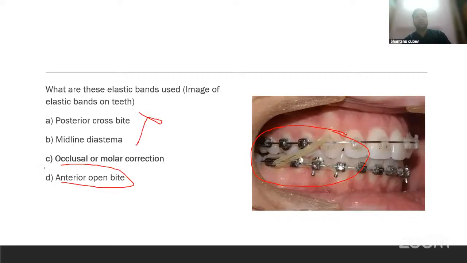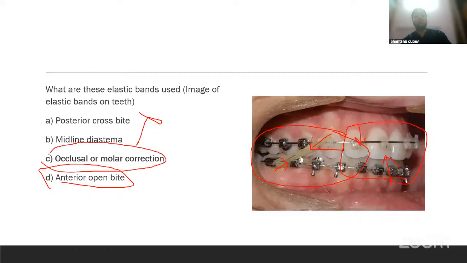Anterior open bite: are we using it for anterior open bite? For anterior open bite, we use elastics ear to ear so that a force is applied in the upward direction towards the occlusal direction, and hence open bite is corrected. Extrusive forces are applied on the teeth. Here also extrusive forces are applied, but it has a vector in the horizontal direction too. And hence, this is occlusal or molar correction.